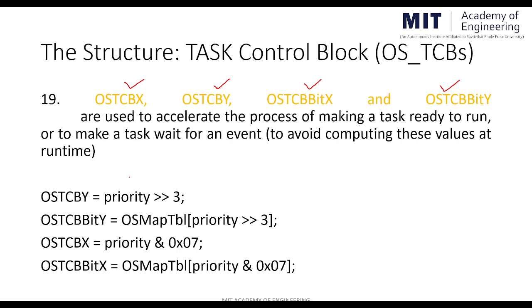In the next video, we will see the ready list table, where we will keep every detail of these variables. These variables are used to accelerate the process of making the task ready to run, because ready to run is a continuous process, and to accelerate changing the state of the task from ready to run, these four variables are very important. This is just the listing written in the kernel. We will see the details of each instruction in my next video, the ready list table.